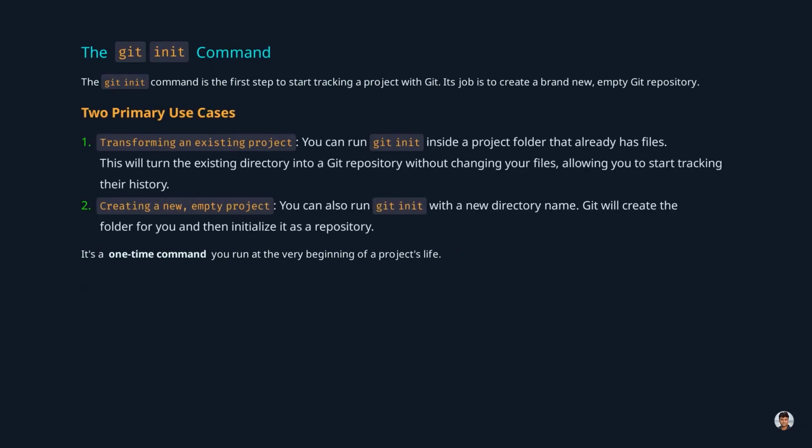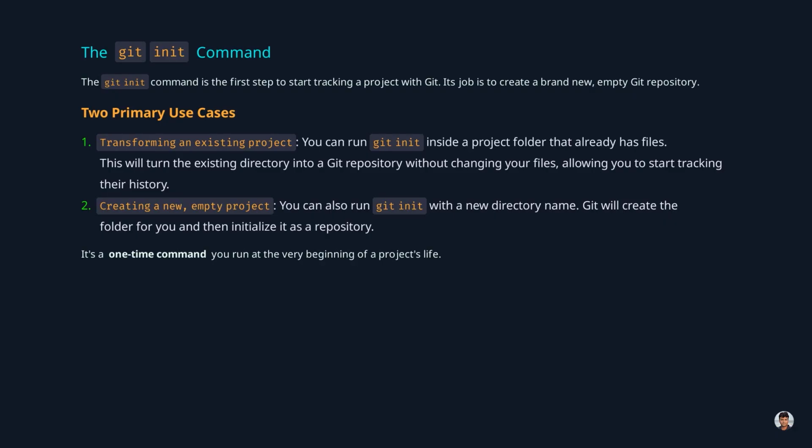Let's focus on the command that starts it all, git init. This command has one simple but powerful job. It creates a new Git repository. You can use it in two main ways. First, you can navigate into a project folder you are already working on and run git init there. This will turn your existing project into a Git repository without affecting any of your files.